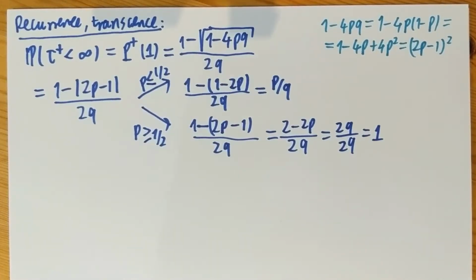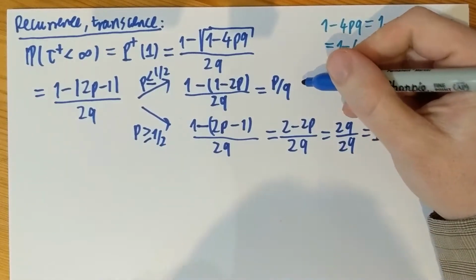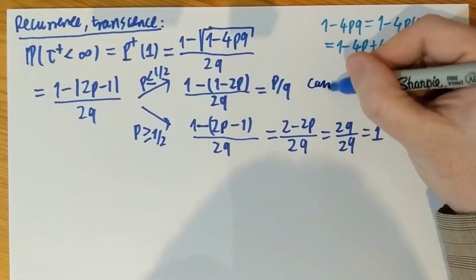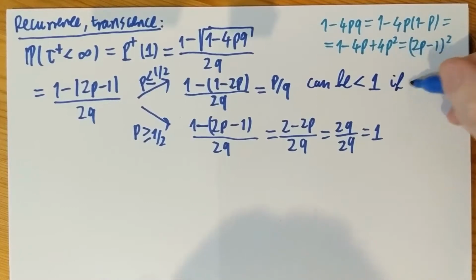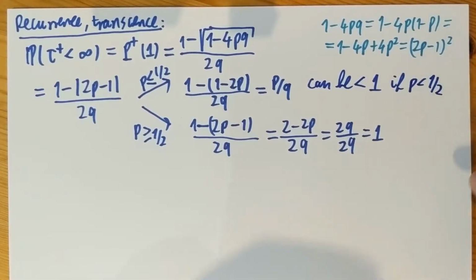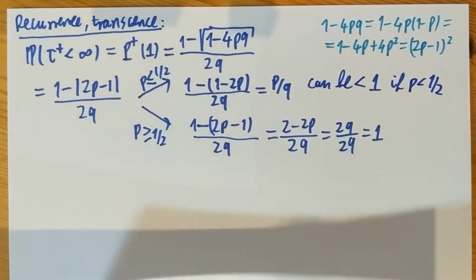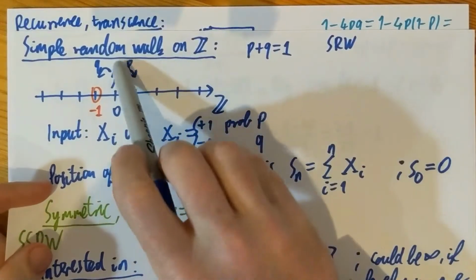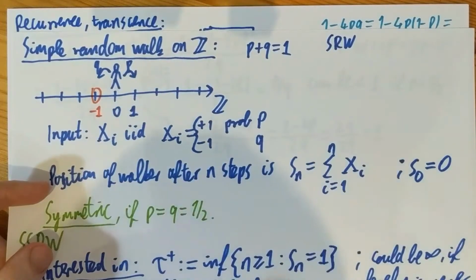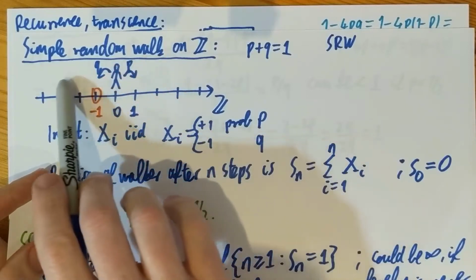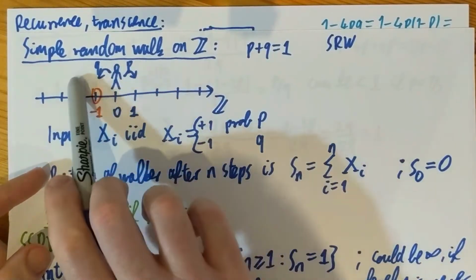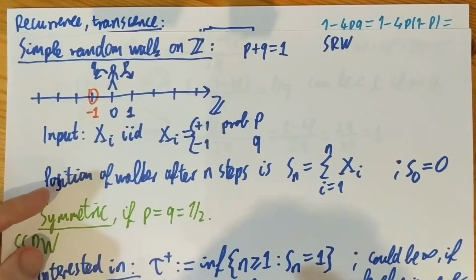And then here is the interesting feature: when p is smaller than 1/2, this quantity is strictly smaller than 1. What does it mean to have p strictly smaller than 1/2? If p is strictly smaller than 1/2 and therefore q is strictly larger than 1/2, then we have a drift to the left. There is a tendency to go more to the left than to the right. The walker prefers the left direction more than the right direction.